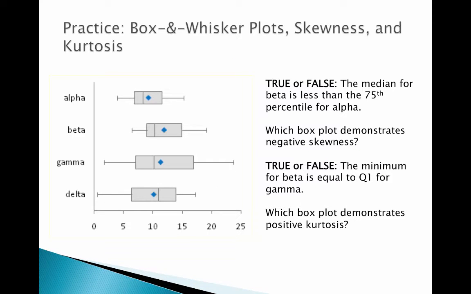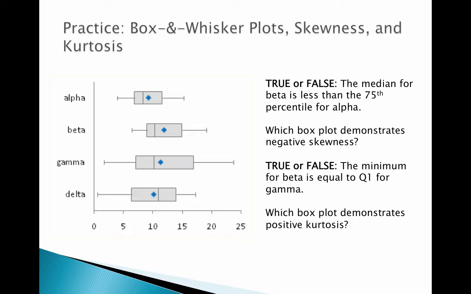Alright, so here is a final practice for Chapter 4, looking at box and whisker plots, skewness, and kurtosis. So go ahead and pause the video, soak in these 4 box and whisker plots, and see if you can answer these 4 questions here. When you think you have all your answers, go ahead and unpause the video and see if you got them right.